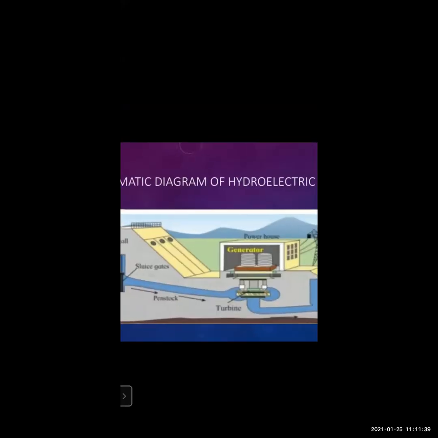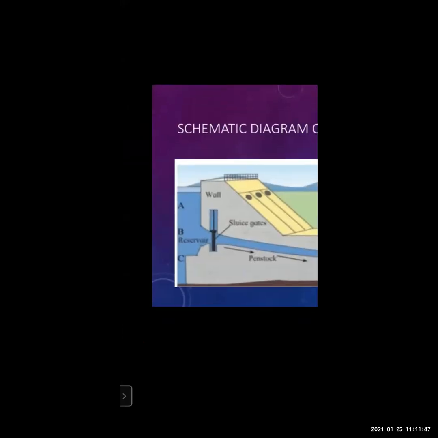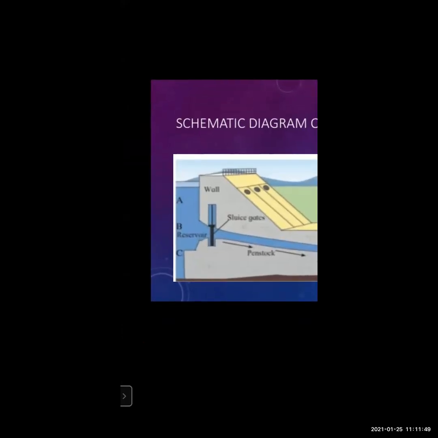See this picture in your textbook. It is there in your textbook. On the left hand, there are 3 points, A, B, and C. What are they? We will see it later.